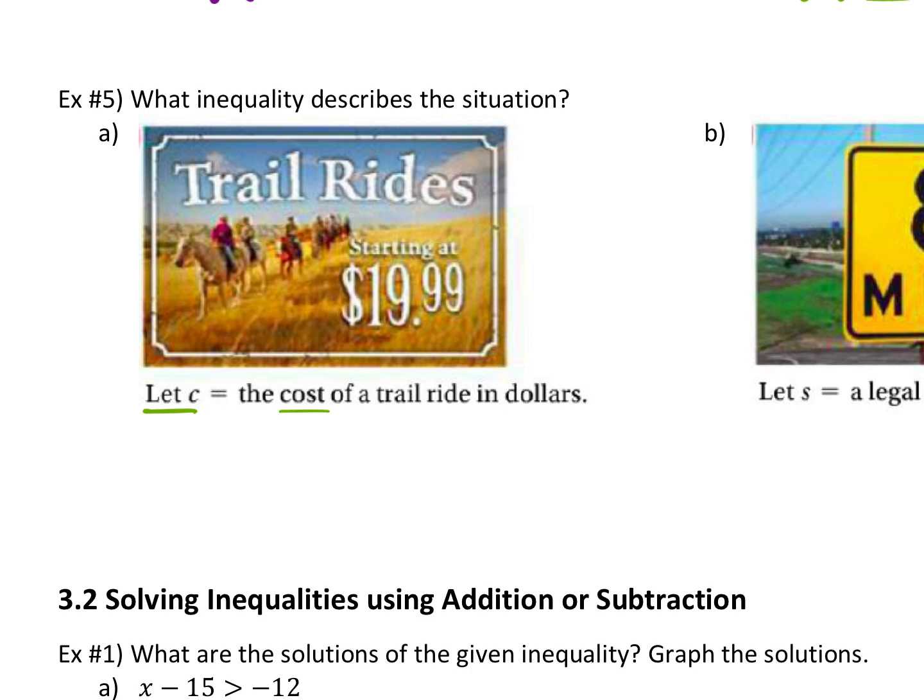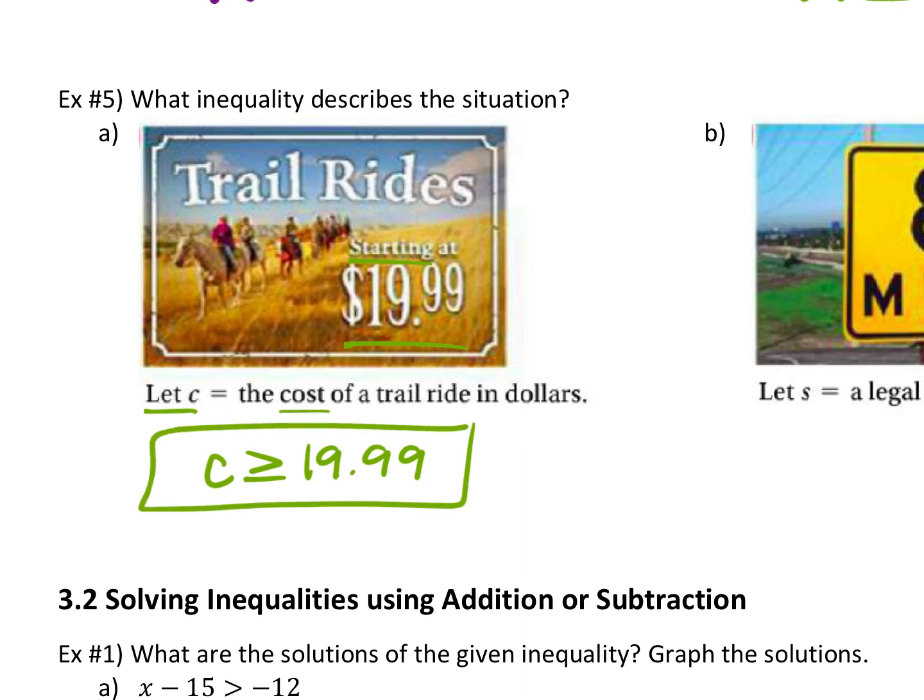How does that convert to an inequality? C is what? Less than or equal to 19.99. Greater than. If it's starting at $19.99, that's your cheapest price, right? So the cost is going to be greater than or equal to $19.99. In other words, you can't get out of there without spending $19.99. It's going to be that or more, okay?